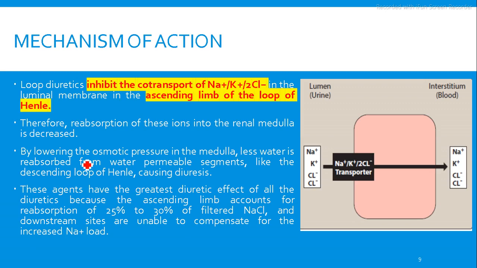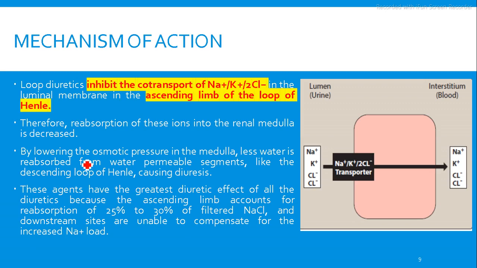So if sodium is staying inside the tubule, the water will also stay inside the tubule, and therefore there will be increased excretion of water, and we call it diuresis. Therefore, reabsorption of these ions into the renal medulla is decreased. By lowering the osmotic pressure in the medulla, less water is reabsorbed from the water permeable segments like the descending loop of Henle, and thus it causes diuresis.